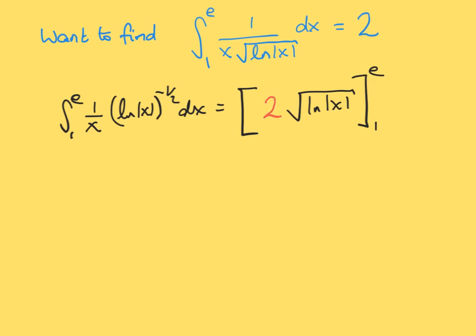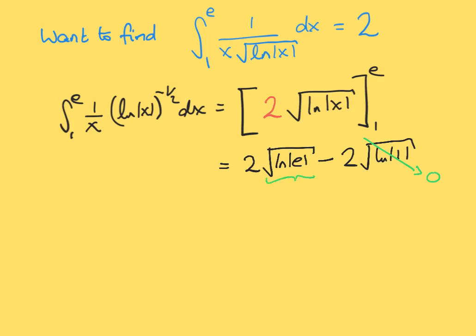So now we just evaluate this at the upper limit, and at the upper limit we're going to get 2 times the square root of the logarithm of e, and the logarithm of e is 1, minus 2 times the square root of the logarithm of 1, and the logarithm of 1 is, of course, 0. And this is the square root of 1, so therefore our answer for the integral is, as promised, 2.